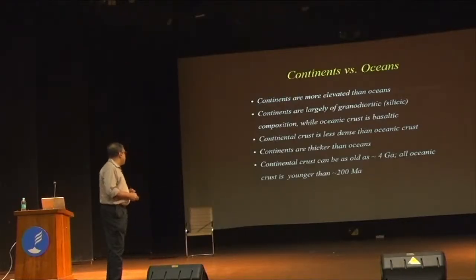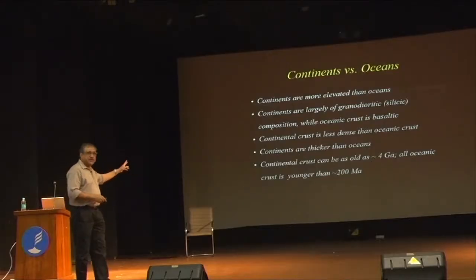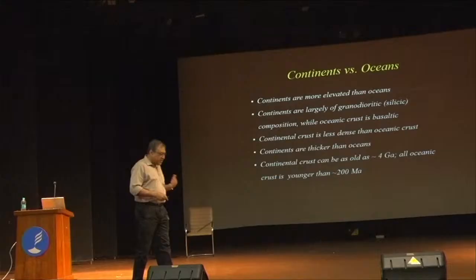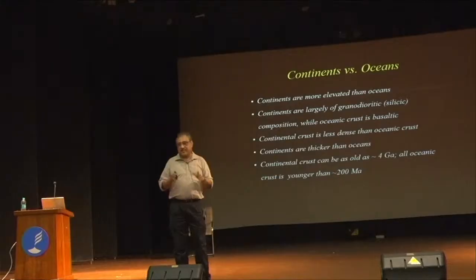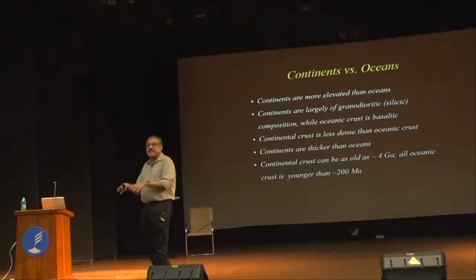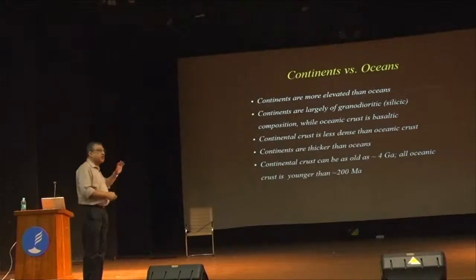Now, we know that continental crust is also less dense than the oceanic crust, and that really is a consequence of the amount of silica it has. Because continental crust contains more silica, and silica is a lighter component, therefore, overall, the basalt, which contains less silica, is heavier. So there is a density contrast between the continental and oceanic crust.